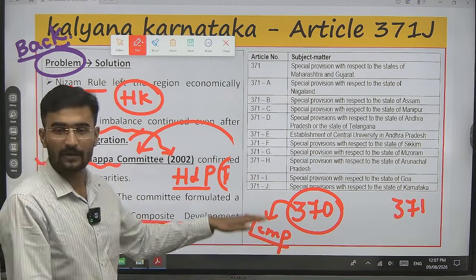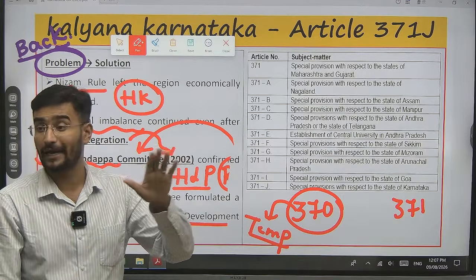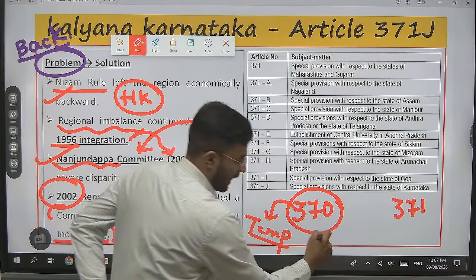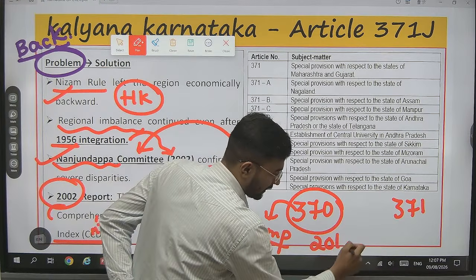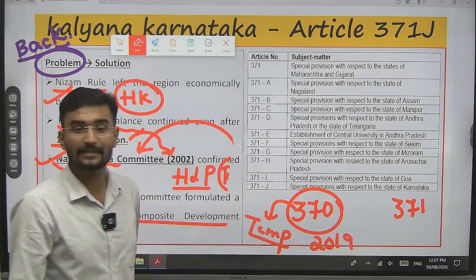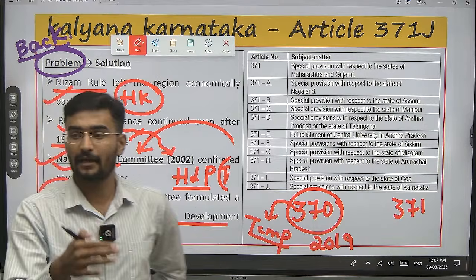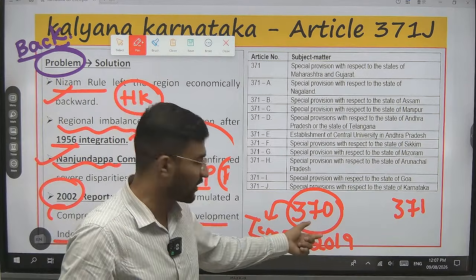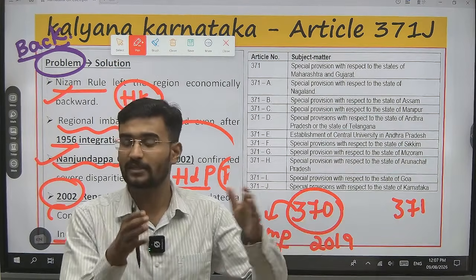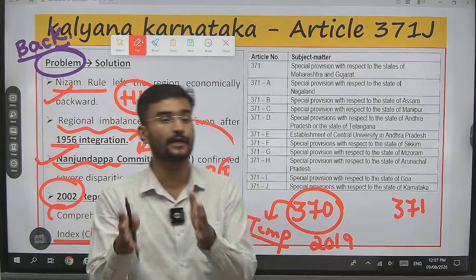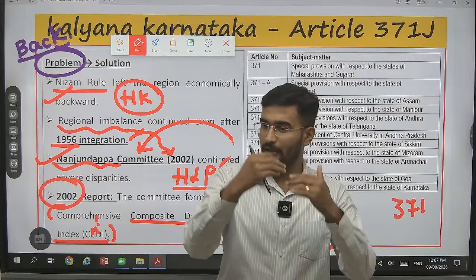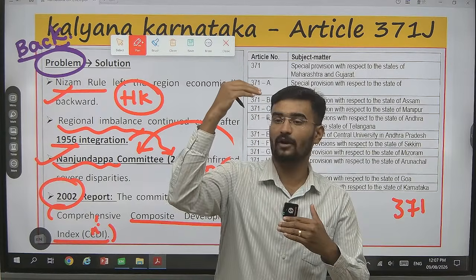Now, this temporary power was being abrogated. In which year? Abrogated means we cancelled it. When did we cancel it? In the year 2019, via the State Reorganization Act of which year? 2019, which led to the creation of two union territories. One we call Jammu, and the second one we call which one?